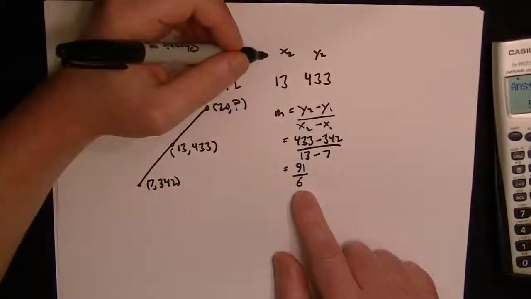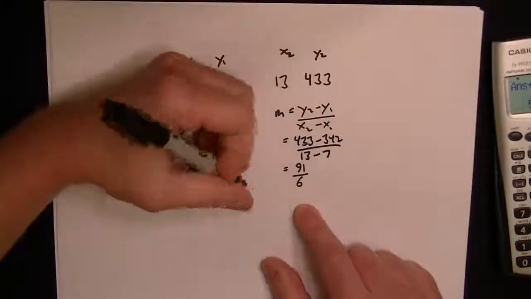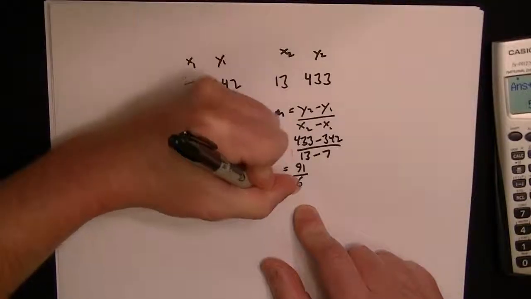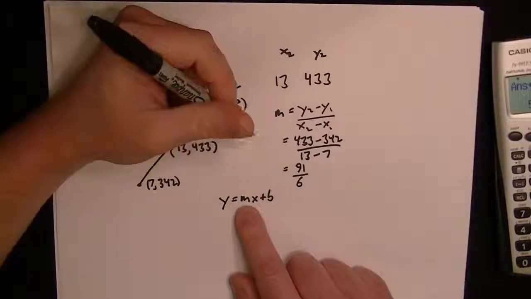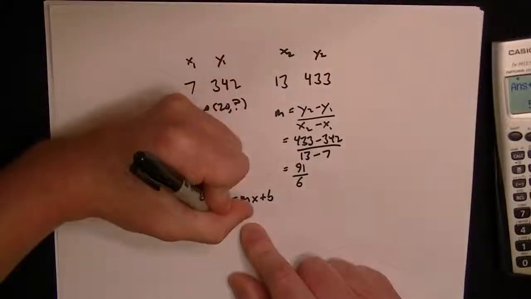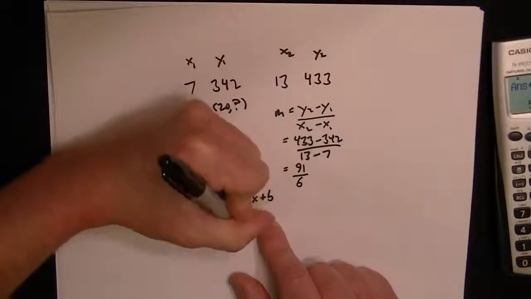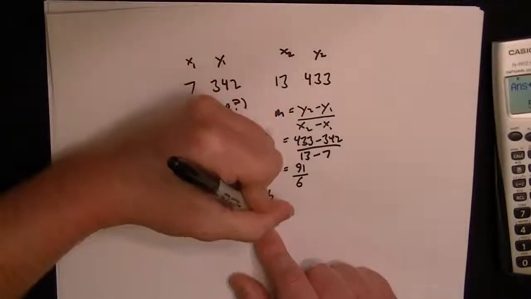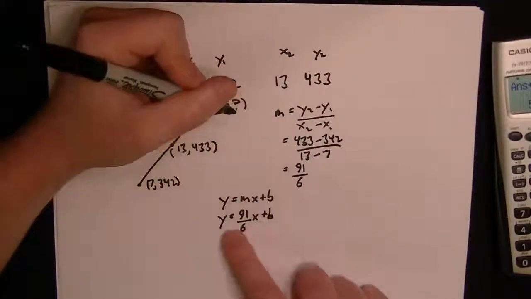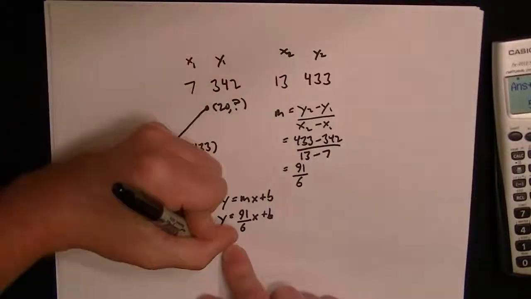So now that we have the slope, there's a couple of ways you could do this. I'll just do it the simplest, most straightforward way, which is just to write out the equation of a line. So for a line, m is going to be the slope and b is going to be the y-intercept. So now we just have to solve for the y-intercept, and then we can find any value on the line. So the slope is 91 over 6 and plus b. So now we have to fill in one of the points on the line. We can pick one of the points on the line, which is 7 and 342. So the y value is 342.